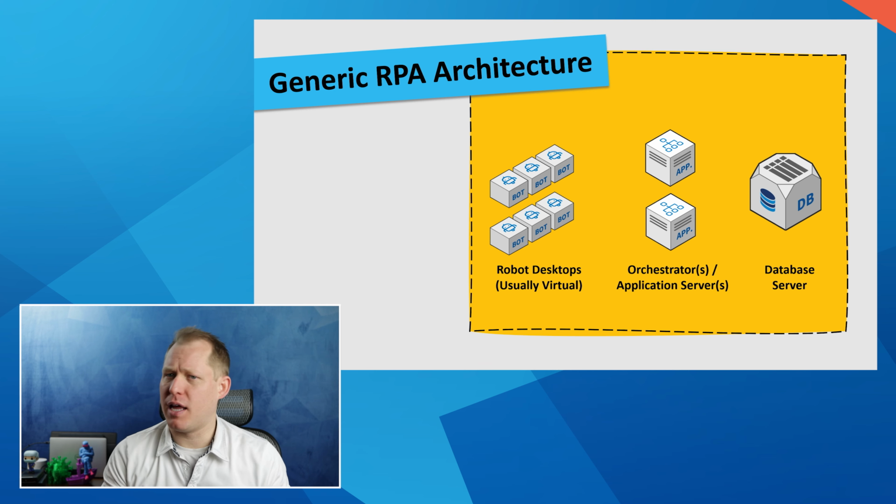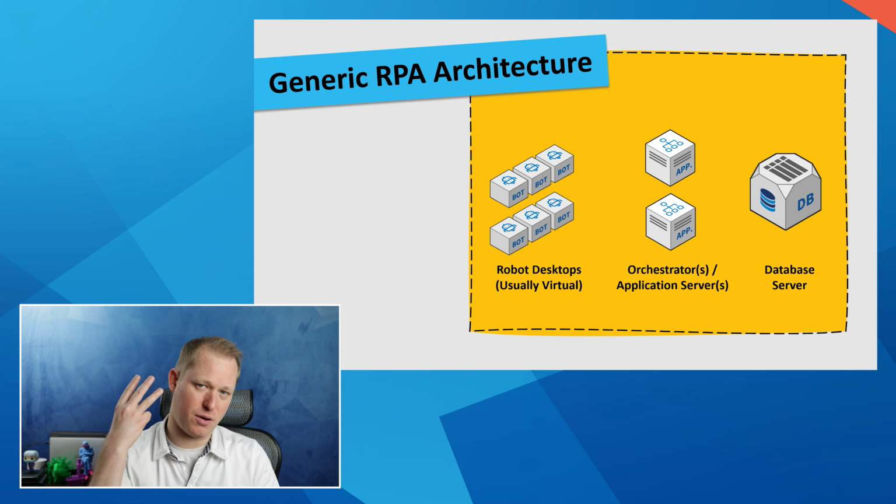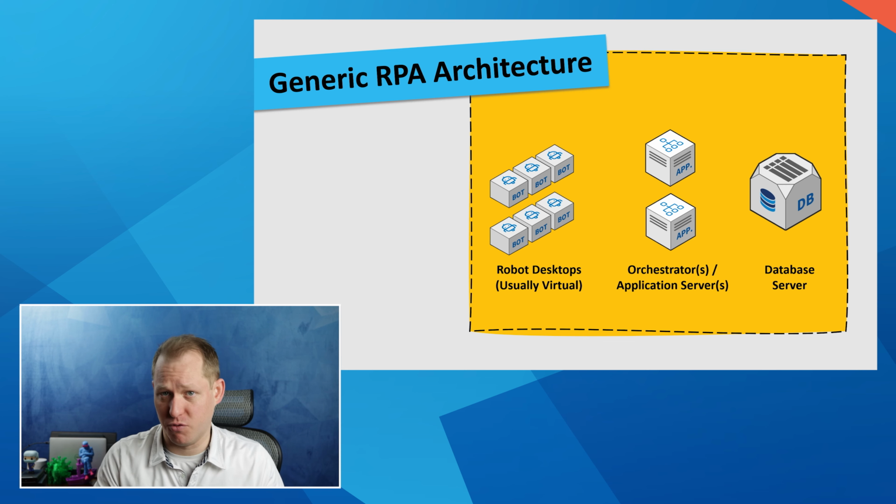Okay, so RPA platforms generally have three major infrastructure components that you're going to care about. Each one of the vendors is going to call this something slightly different, although I don't know if there's a different word for database, but the other components they might call something slightly different. But it comes down to three major pieces of infrastructure.